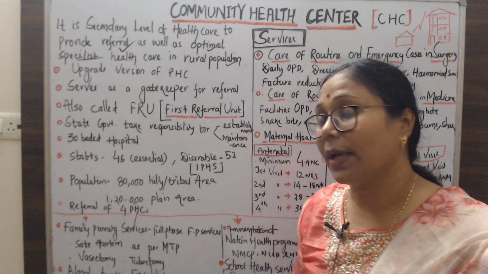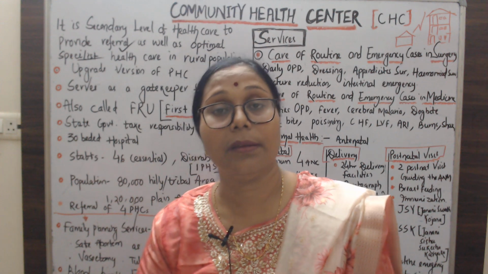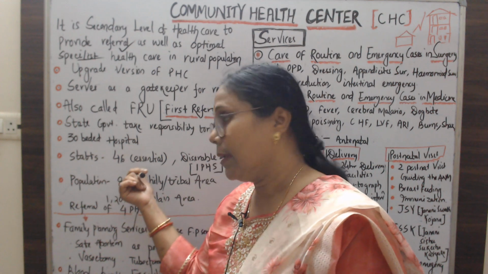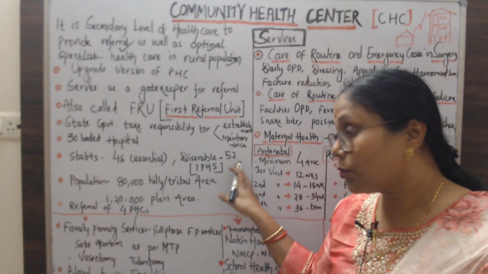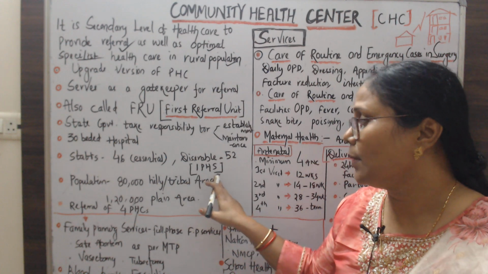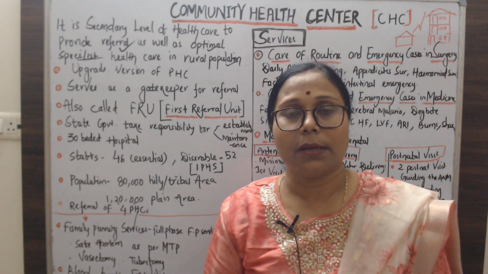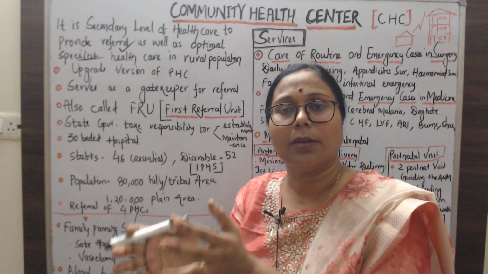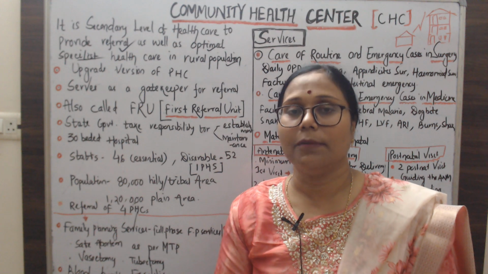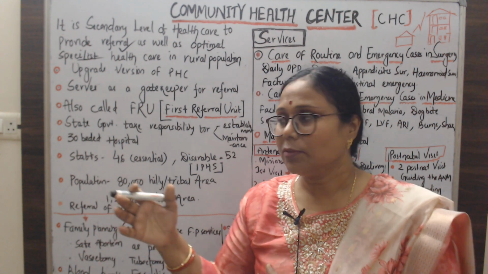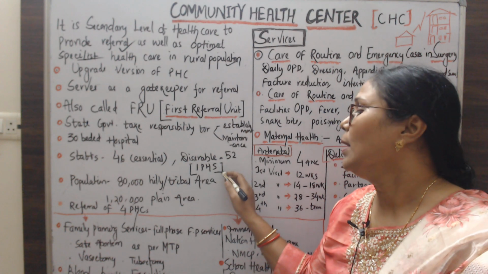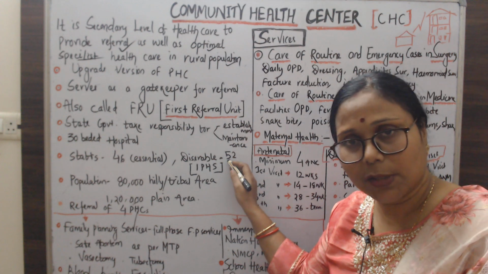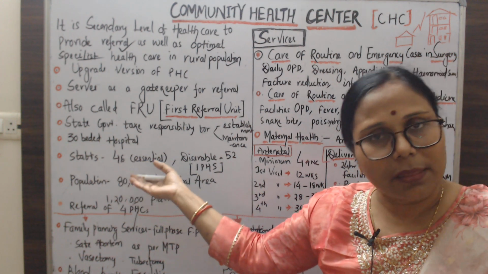Next, staff. As it is well equipped, there are about 46 essential staff and 52 desirable staff according to the Indian Public Health Standards, IPHS. IPHS aims to maintain the quality, the standard of care delivered through the PHC and the community health center. That's why, according to the Indian Public Health Standards, the desirable staff is 52 and the essential staff is 46.